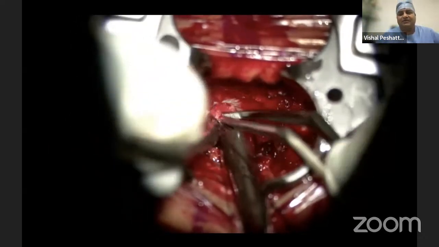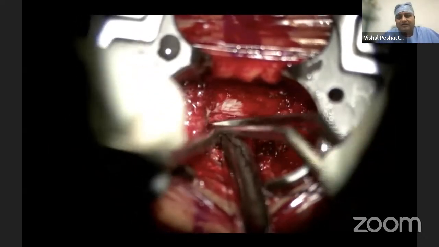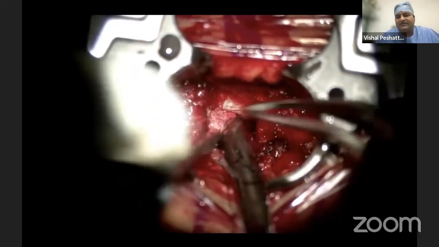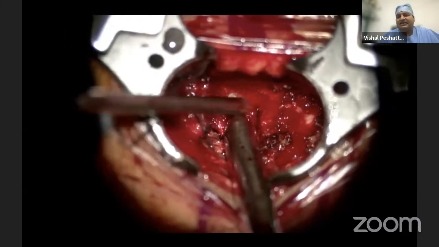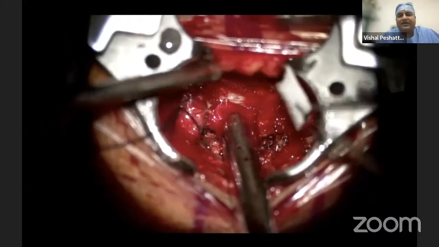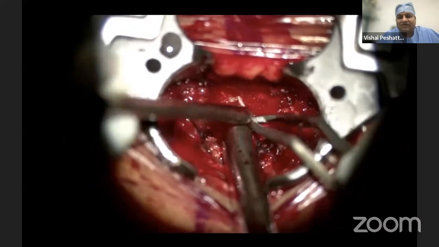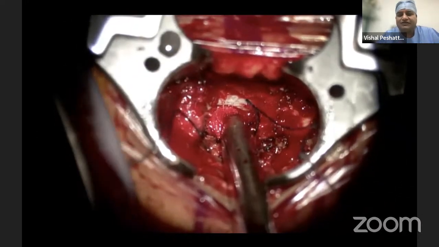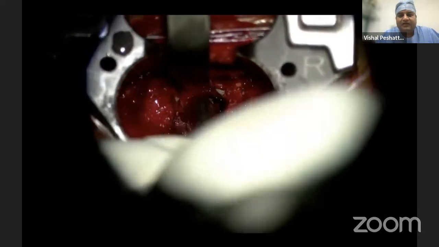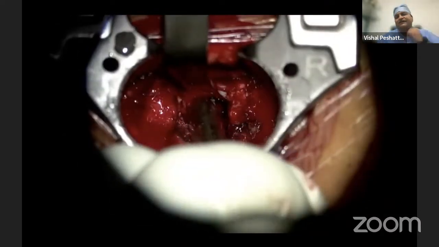So pack it up with a patty. I rarely use a patty, but this is one of the cases where you would want to put in a patty till your final cage has gone in, and then you get your hemostasis sorted. So let this trial remain for some time so that it also helps in stretching the soft tissues there. Once that is done, you put in a final cage.